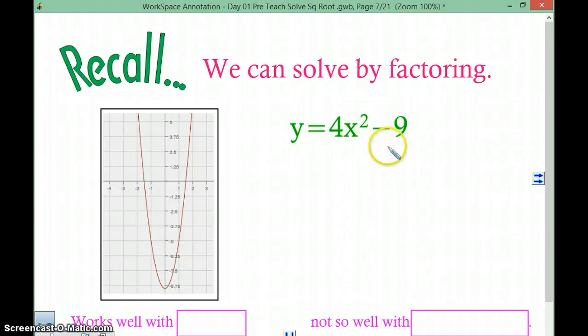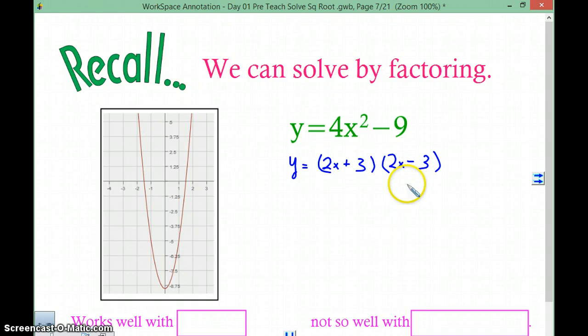We notice that we have a difference of 2 squares, and when you factor a difference of 2 squares, you take the square root of this side, 2x, the square root of this side, 3. So we say 2x plus 3, 2x minus 3. Then we set that equal to 0. We put in a 0 for y. That means that either 2x plus 3 equals 0 or 2x minus 3 equals 0.